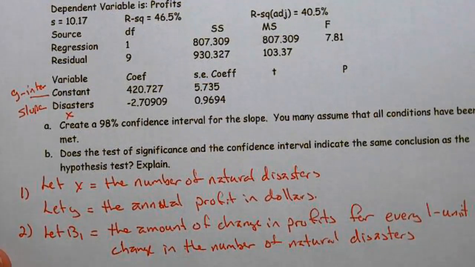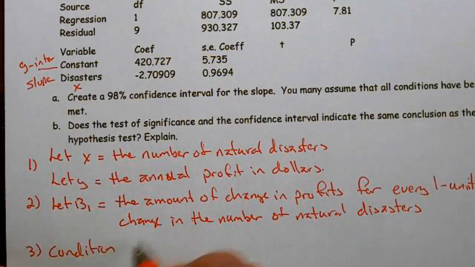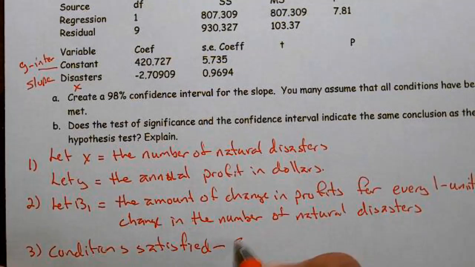Okay. The next thing it asks for is write the conditions. Well, in our case, we're lucky, our conditions are satisfied. We don't have to mess with that. So we're just going to say conditions satisfied. I should say that's just a given. I think I did that on a previous video, but I should have done that.